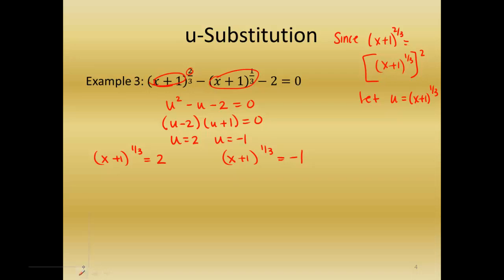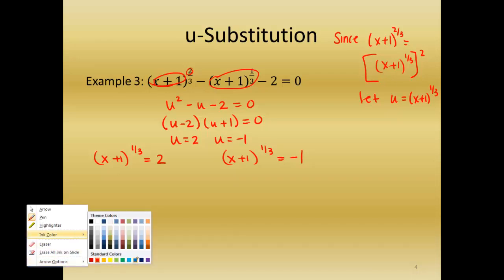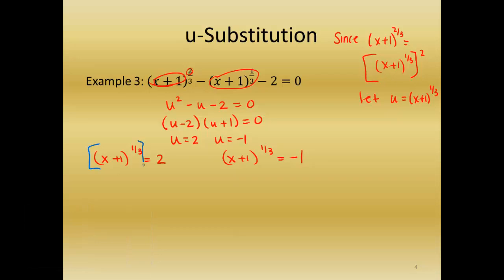I've got so much going on here that I'd like you to see this one very carefully. So I'm actually going to raise both sides to the 3rd power. And this next step will just be x plus 1 equals 8. Over here, x plus 1 equals negative 1, because negative 1 cubed is still negative 1. I'm going to end up here with x equals 7, and on this side, x equals negative 2.